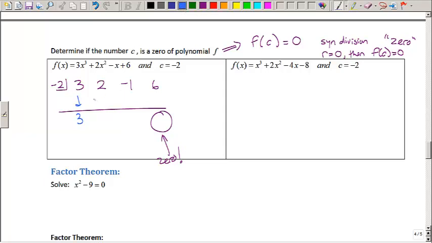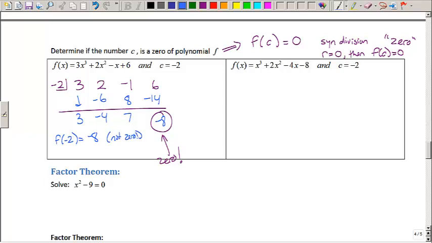Drop down the 3, multiply and get a -6. Add down, you get a -4. Multiply, you get 8. Add down, you get 7. Multiply 7 times -2, get -14. And uh-oh, I did not get a 0. So therefore, f of -2 is equal to -8, which is not 0.